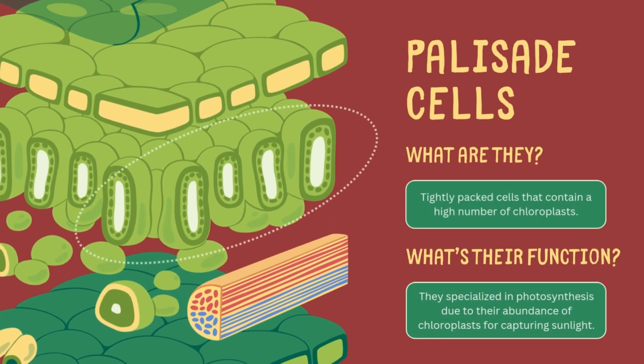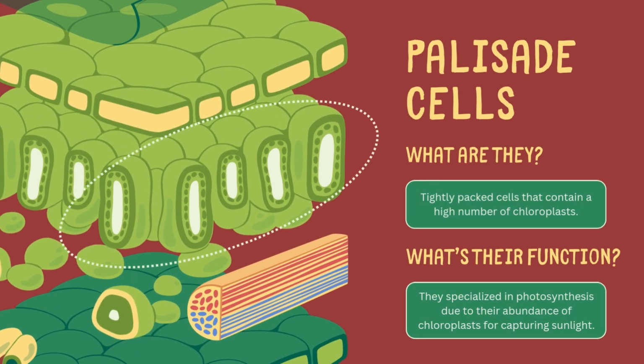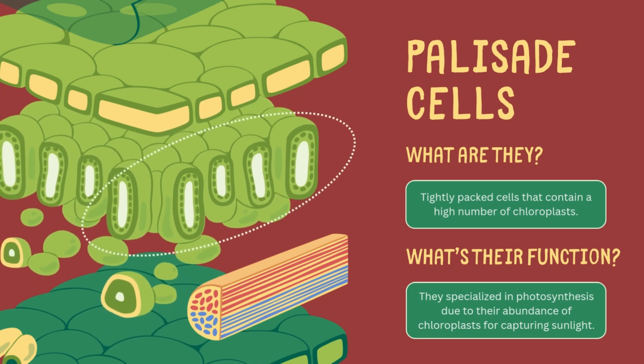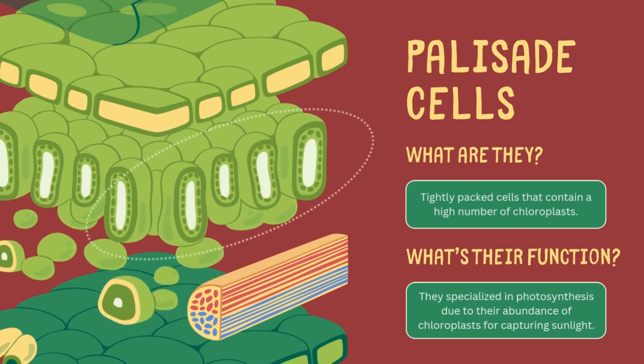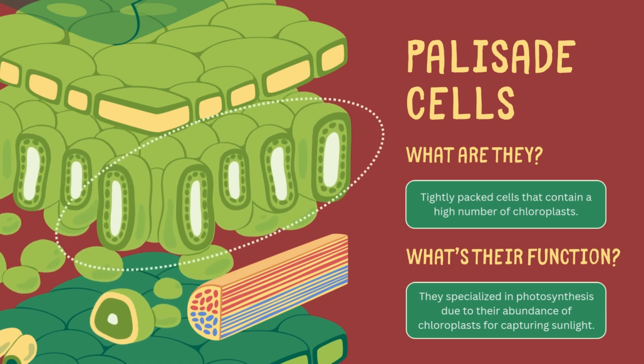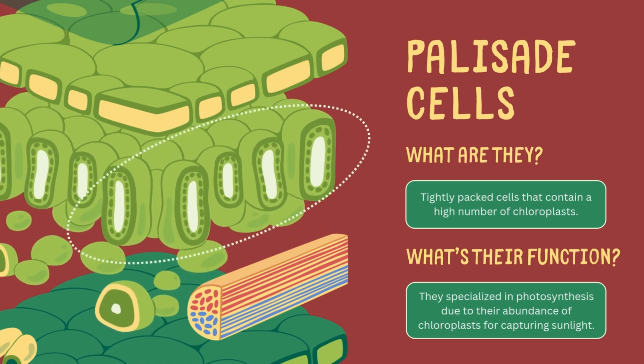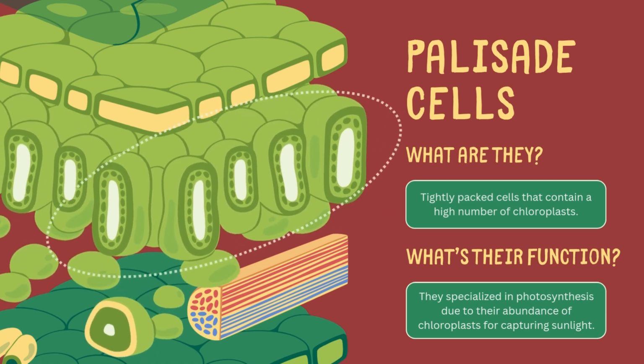Next, there are palisade cells. These are tightly packed cells that contain a high number of chloroplasts. They specialize in photosynthesis due to their abundance of chloroplasts for capturing sunlight.